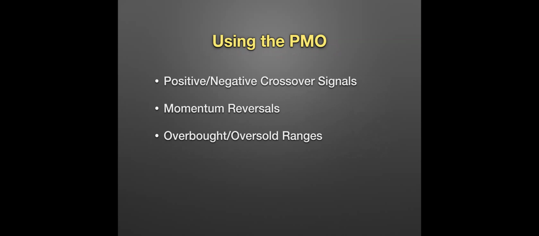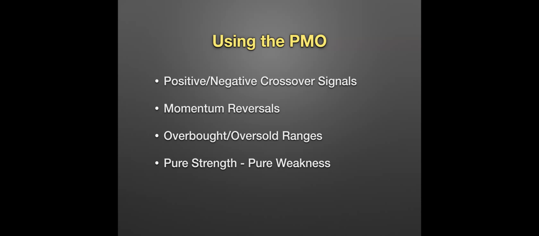We can look at the overbought and oversold ranges of the PMO, because each stock, index, and ETF tends to have a PMO range where it is, either +2 to -2, or +1.5 to -1.5, or +4 to -4. I mean, there's a big difference in the ranges for the PMO. So it's a good idea to get a sense of what the range is when you're looking at your stock.